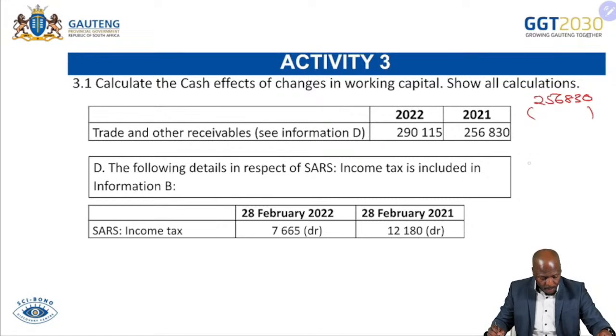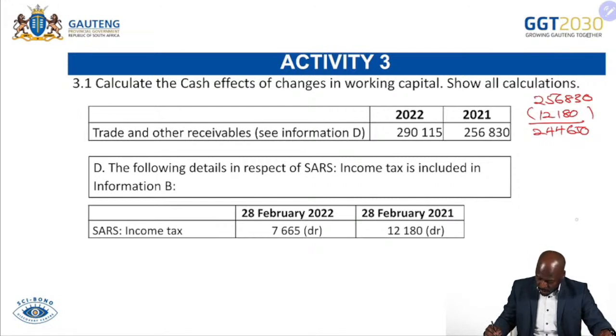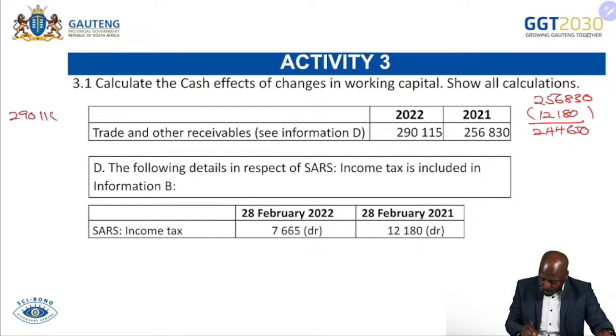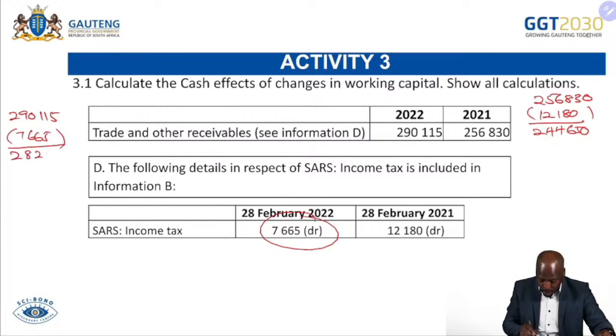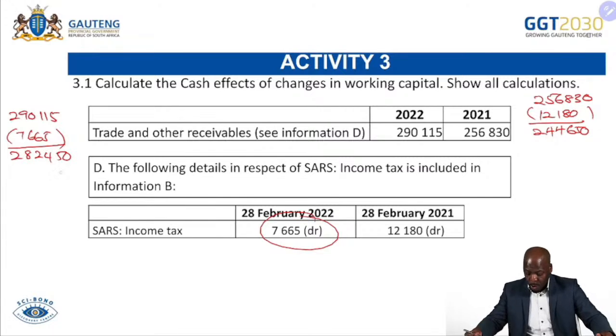And how much is that going to be? It is an amount of 12,180. If I subtract that, I'm now going to get an amount which is 244,650. You're going to see down here, I have the same calculations again. I'm going to bring the 2022 on this side, whereby it is your 290,115. And then I'm going to subtract my SARS for that year, which is 7,665. And then the difference, therefore, becomes 282,450.